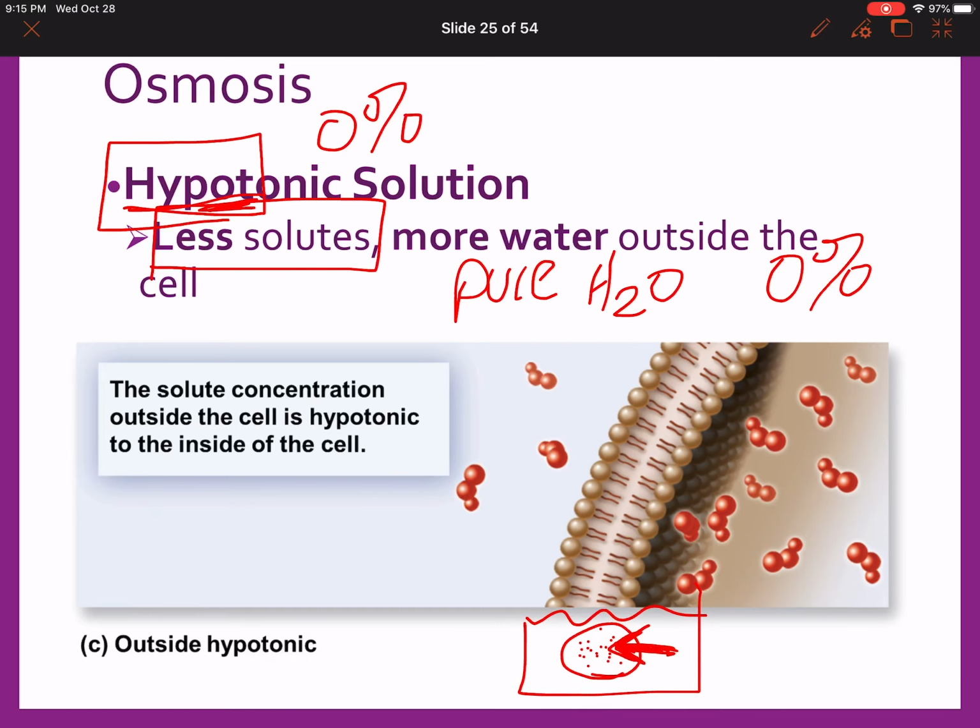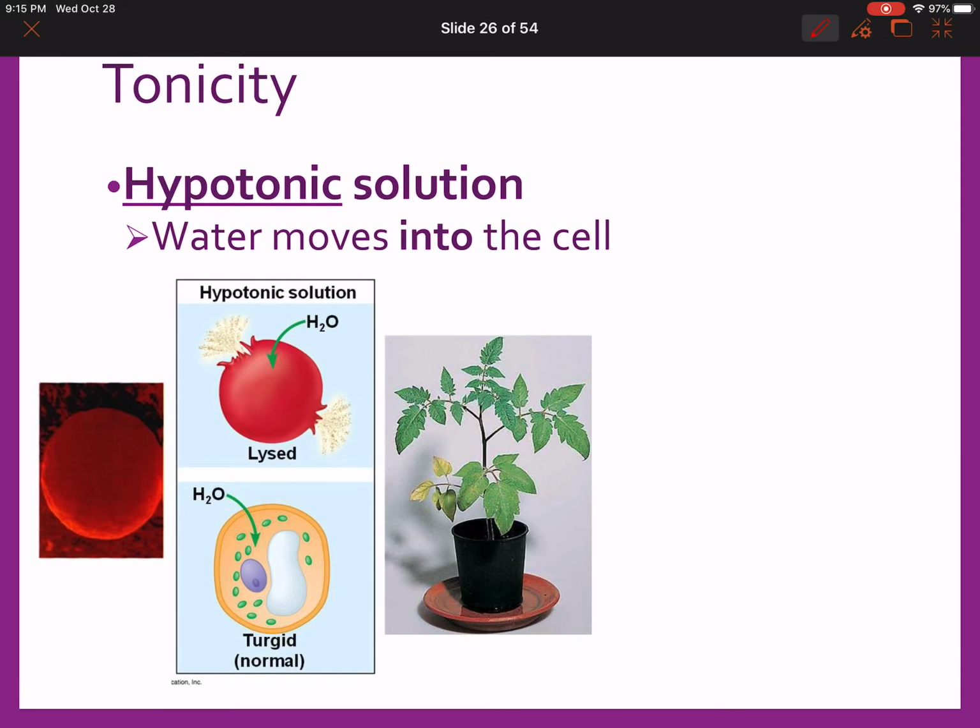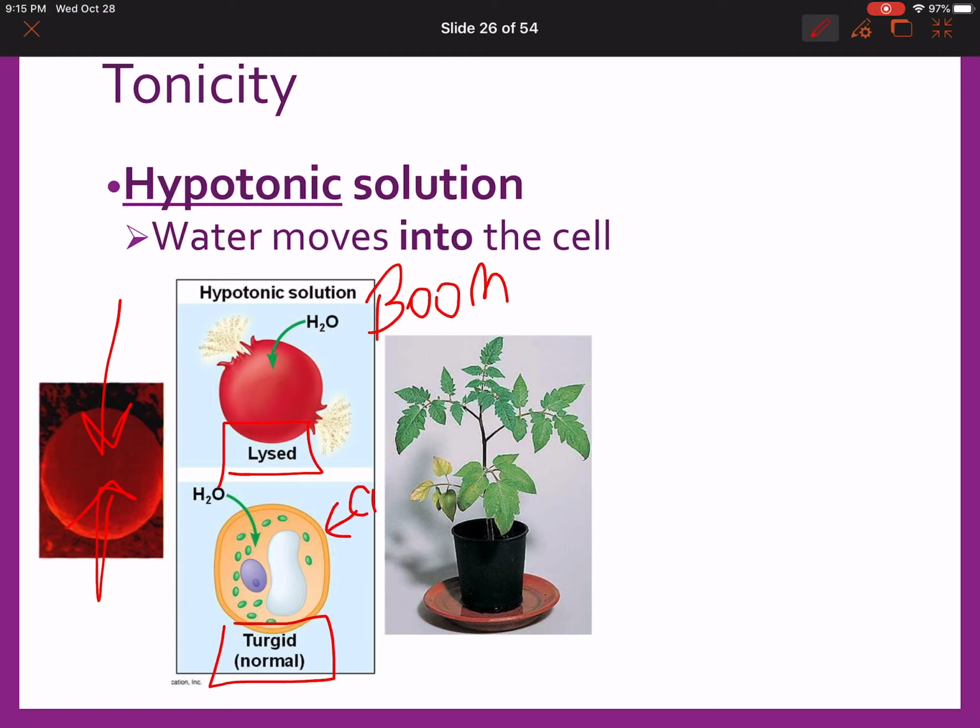Okay, so here we go. This again, for the red blood cell, this is going to be a problem. So now water is rushing in. Balloon, too much air. Boom, the cell lyses, the cell explodes. Plant cell does not explode. Why doesn't plant cell explode? Cell wall. The cell wall holds it together and protects it.